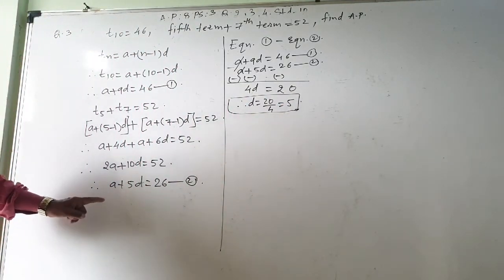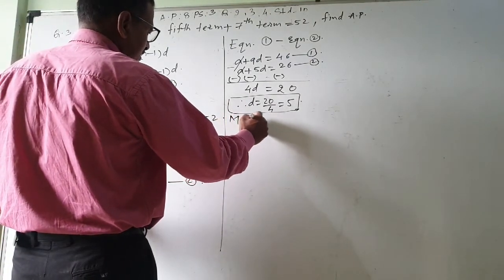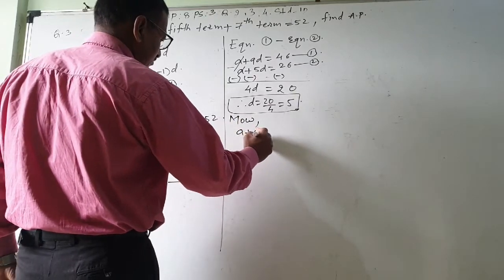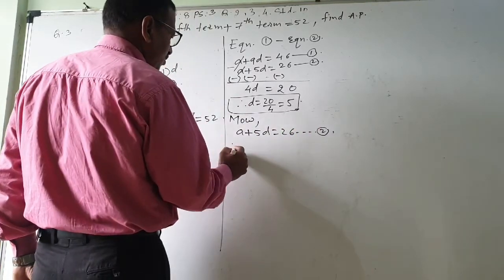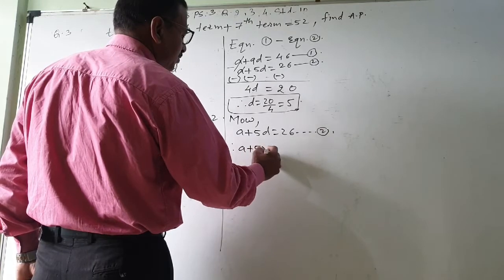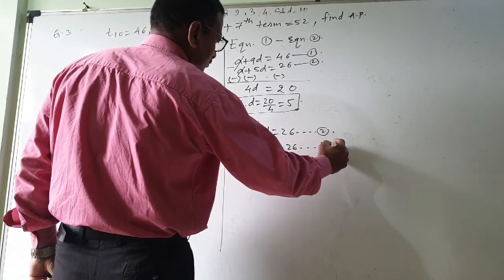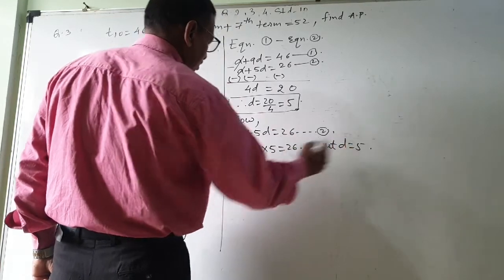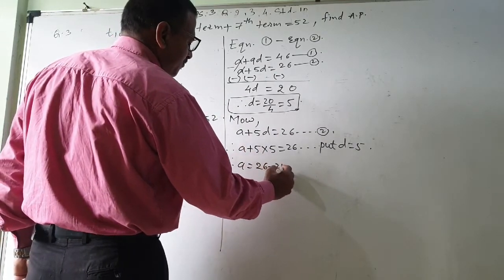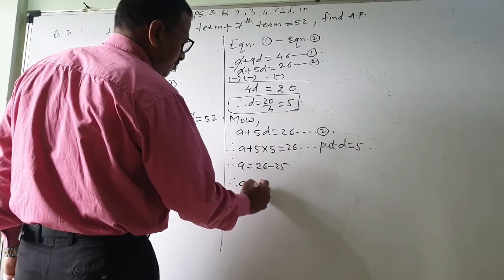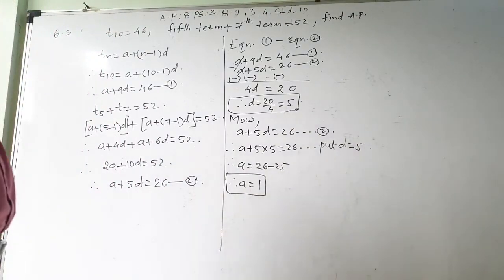Now take any one equation and put this value of d. A plus 5d is equal to 26, equation number 2. Therefore, a plus 5 into 5 is equal to 26. Put d equal to 5. Therefore, a plus 25 is equal to 26. So 26 minus 25, therefore, a is equal to 1. This is also one of the answers. Now what they want? Find the AP.